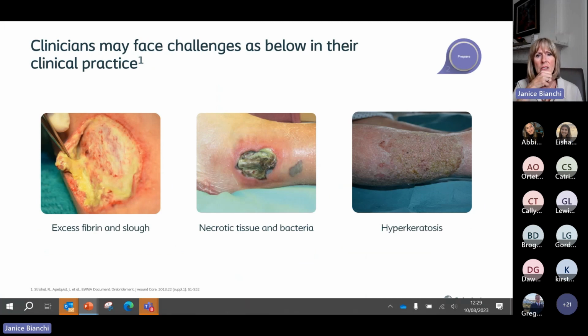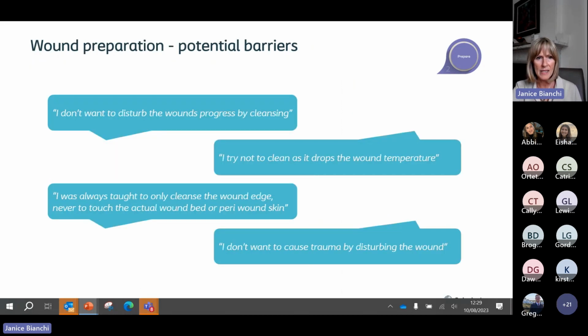And these are the challenges that you're going to be faced with. So the wound might have an excessive amount of fibrin or slough. It might have necrotic tissue, and it might have a high bacterial burden. And it also might be, as we've looked at before, hyperkeratosis that is the challenge. So let's think about what we do.